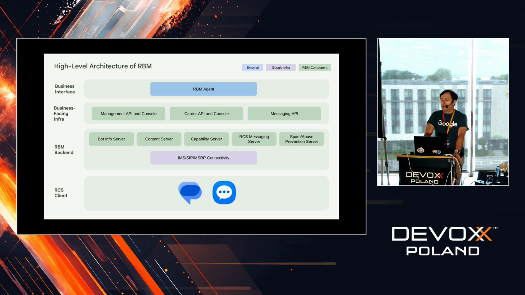And then the message goes through RBM servers. So that second from the bottom box, the green boxes in it, are RBM. Then the message goes through some other shared Google infrastructure, and it arrives at the client, which is either the Google Messages client, or in this case, Samsung Messages client, and hopefully there will be more clients in the future.